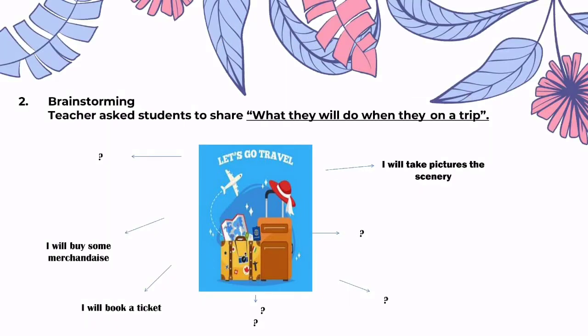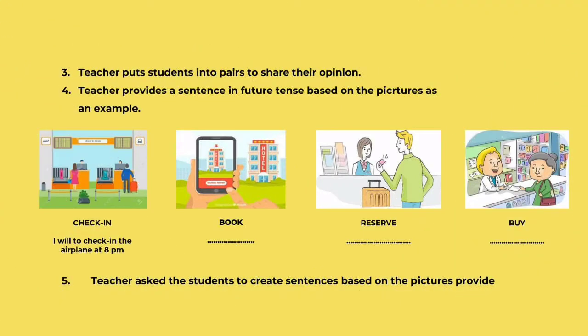The next is brainstorming. The teacher asks students to brainstorm what they will do on a trip. Every student has different interests. For example, I will take pictures of the scenery. After students brainstorm about what they will do on a trip, students tell their expected activities that they want to do if they were on a trip. Then, every student comments and shares their thoughts.